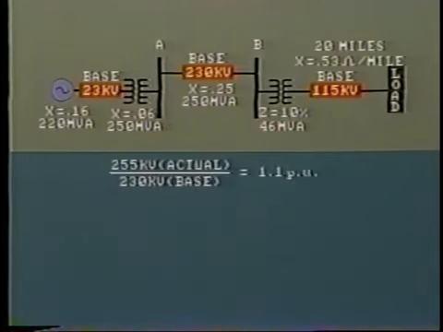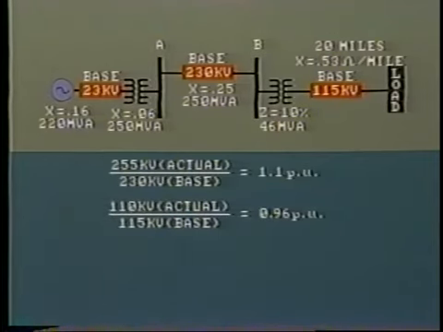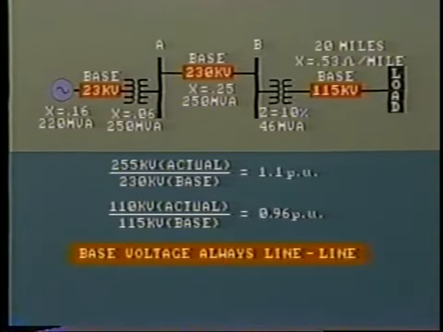For example, an actual voltage of 255 kV divided by 230 kV base voltage gives us 1.1 per unit. On the other hand, a voltage of 110 kV on a 115 kV base gives a per unit value of 0.96 per unit. So you can see another advantage to using per unit quantities. Under normal operating conditions, all system voltages are close to 1 per unit, so errors in the calculations and system abnormalities are easier to spot. It is important to remember that the base voltage always indicates three-phase line-to-line volts, not line-to-neutral.